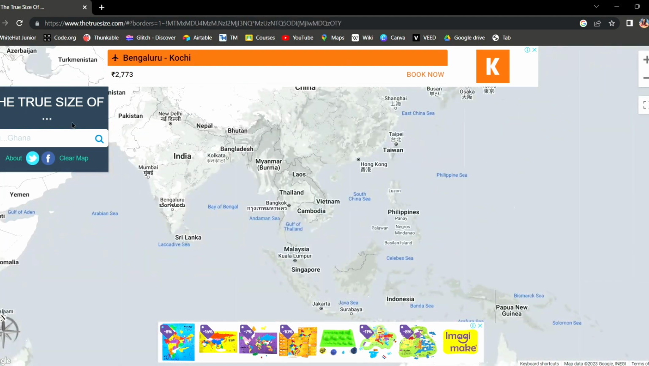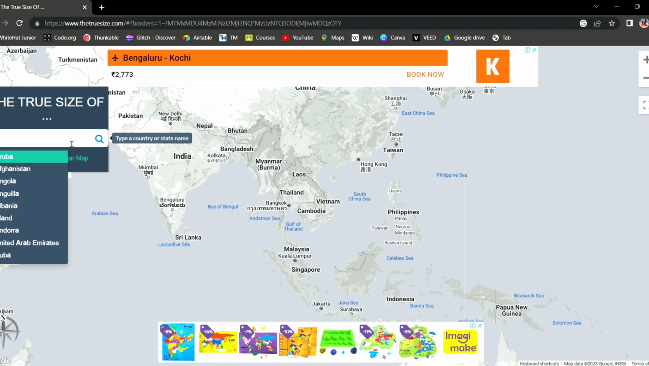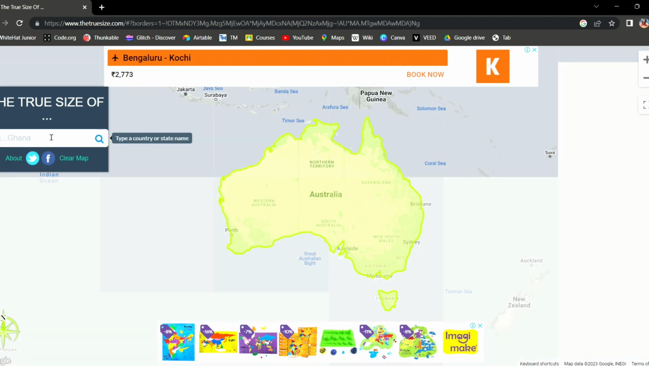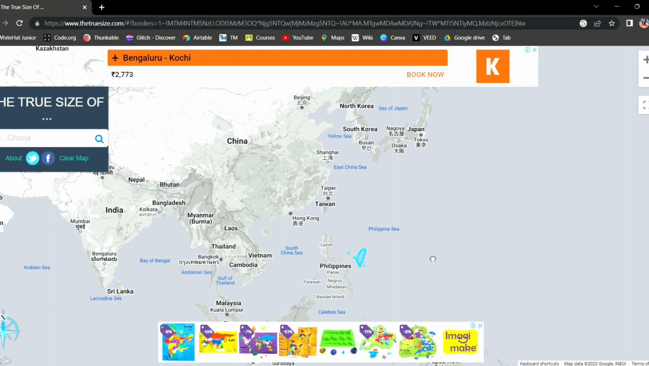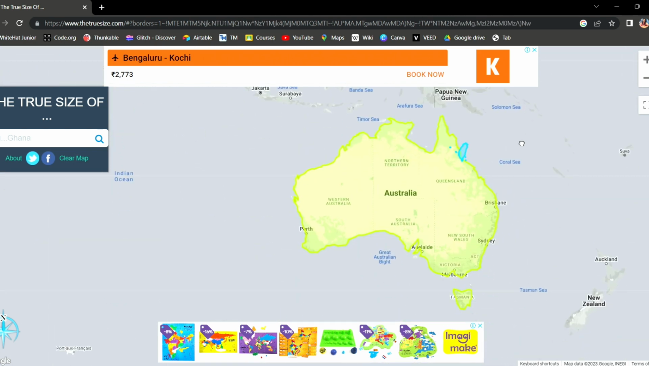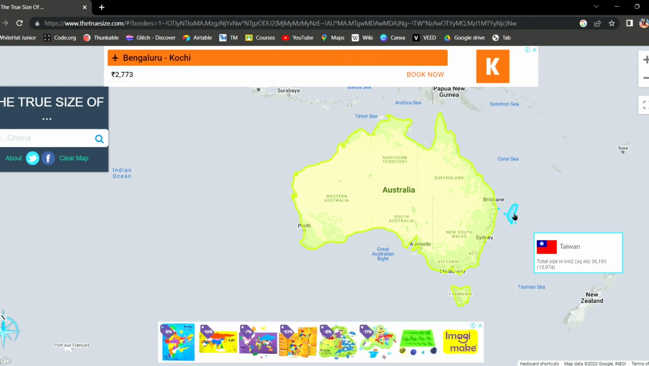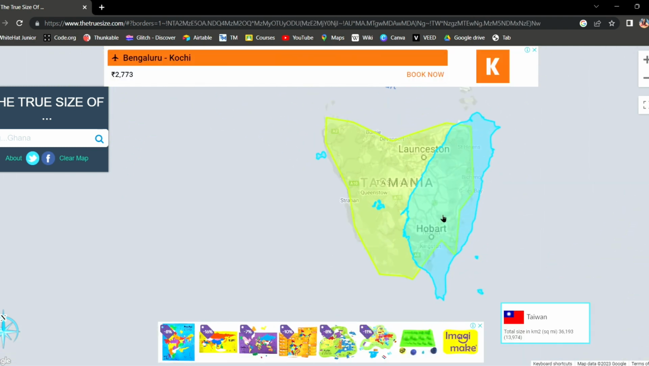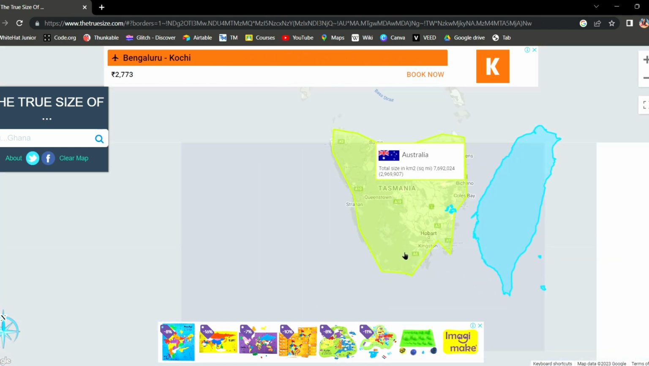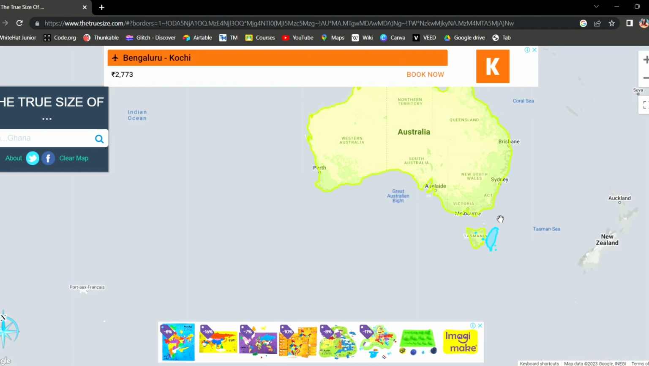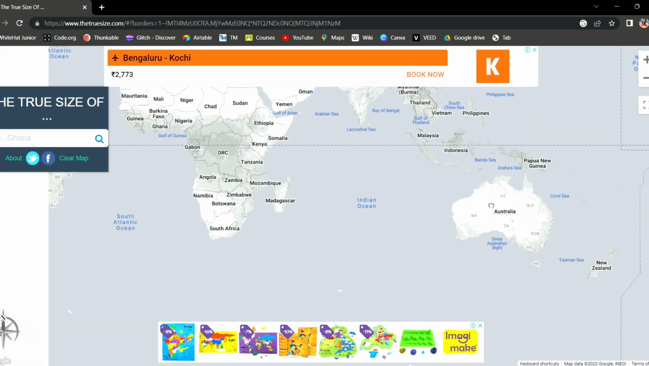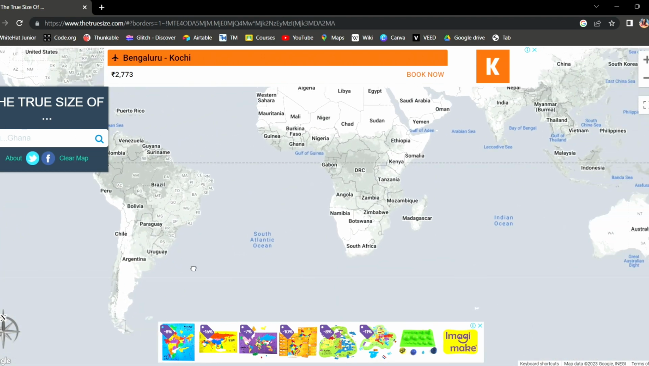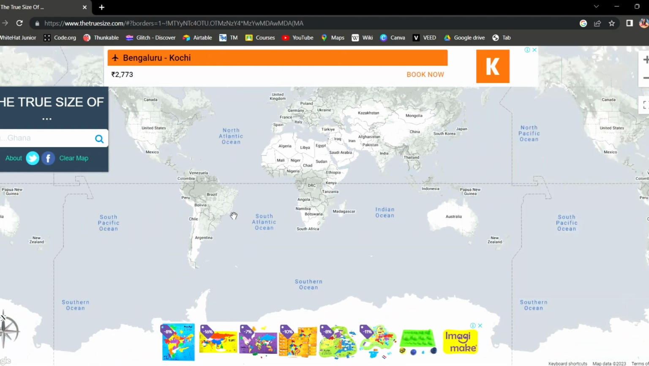So next, some more honorable mentions. We take Australia. It's not really an honorable mention, I think. So next, if we take Taiwan, come Taiwan. Look at this comparison. Taiwan is the same size as the island of Tasmania, but still its population is almost the population of Australia. So yeah, and any more comparisons? I'm searching for more.